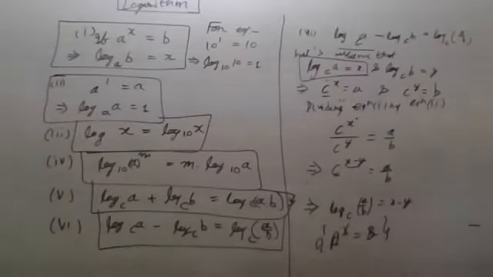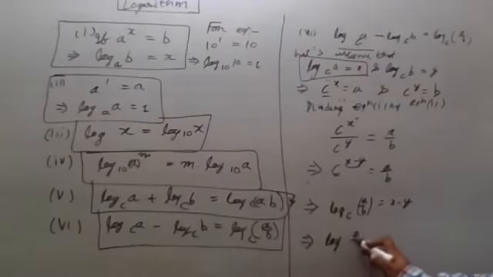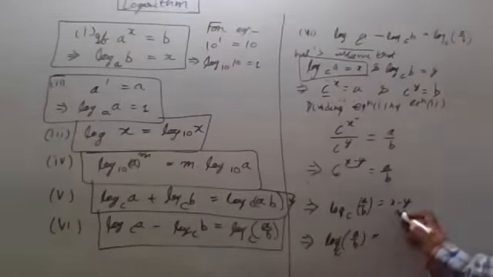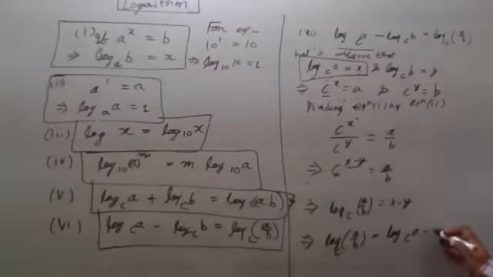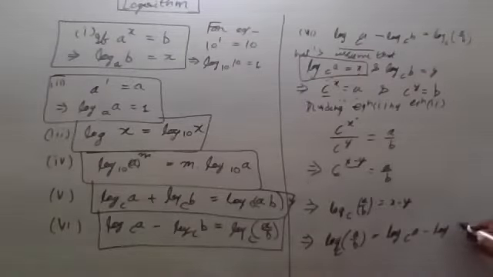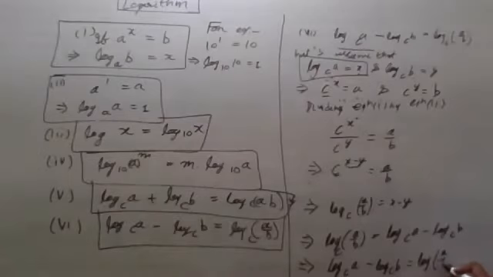Now, if we substitute the values of x and y according to our assumption, then log a by b to the base c equals, in place of x we write log a to the base c, and in place of y, log b to the base c. And then when we change the sides, log a base c minus log b base c equals log a by b to the base c. Is that clear to you, everyone?